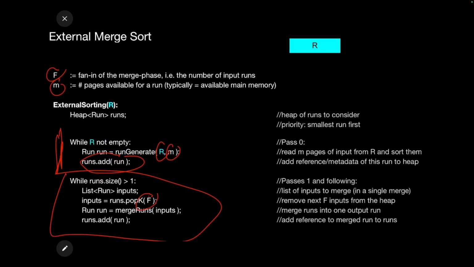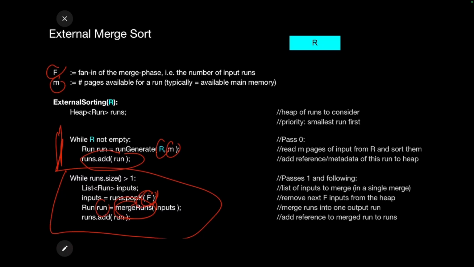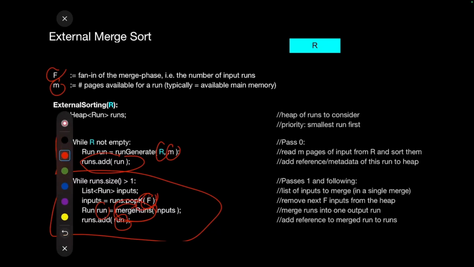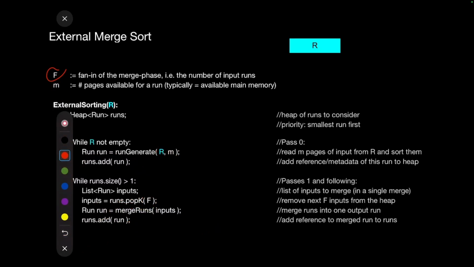So you grab these f runs and then you merge them. At this point in time, I initialize one of these merge operators or merge algorithms, however you want to call that, and this will create an output run. I will add that output run to my heap. So these f input runs will be merged into one new output run. I remove f runs from the heap and add the result back to the heap. That's what the algorithm is doing.